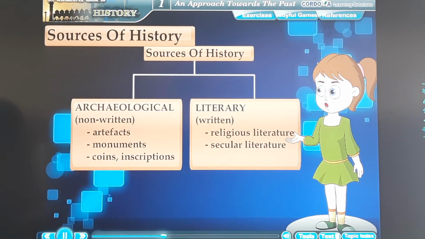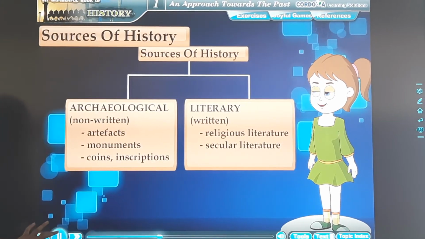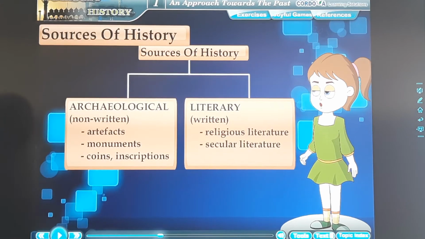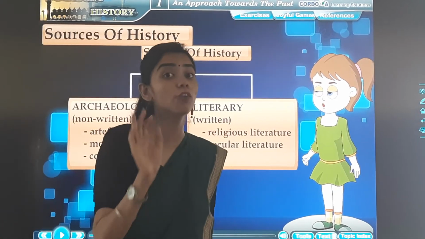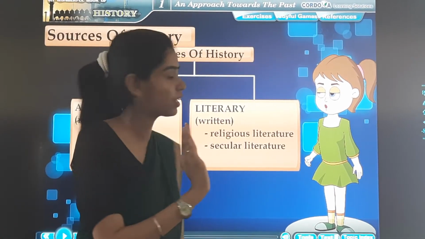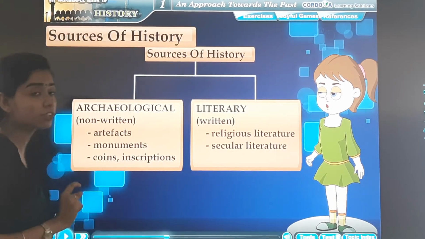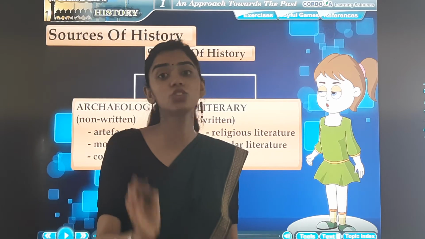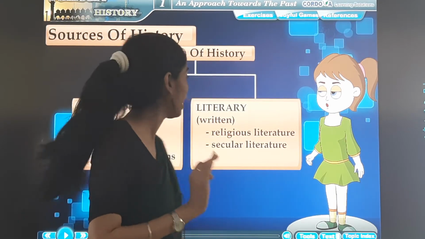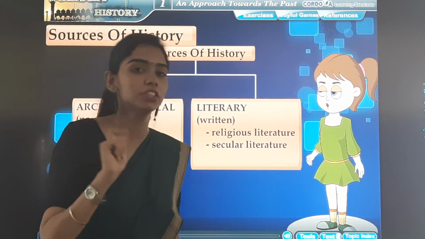Literary, written. Religious literature, secular literature. So this is the division of the sources of history. What is it? Archaeological, that is not written. ऐसे sources जो written में नहीं हैं. And literary are the written sources.